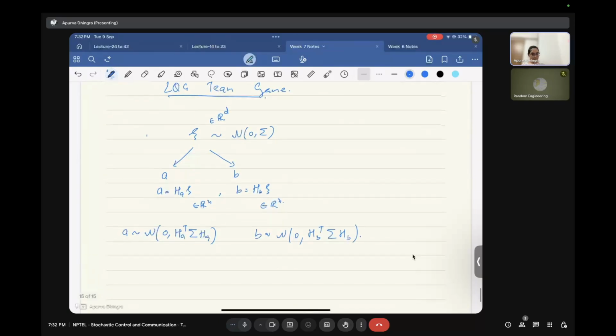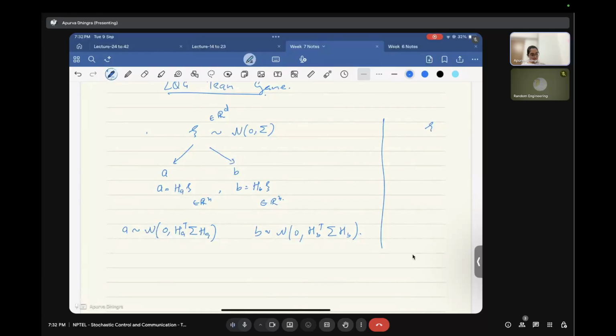So what are the steps? We started with xi. We got A and B. A and B are the observations. Now, based on those A and B, some action is to be taken. Let's say the action by agent A is X and the action by the other agent is Y. This is the state, this is the observation, and this is the action. Or in our earlier language, this is UA, UB. And then there is a cost to be worked on.